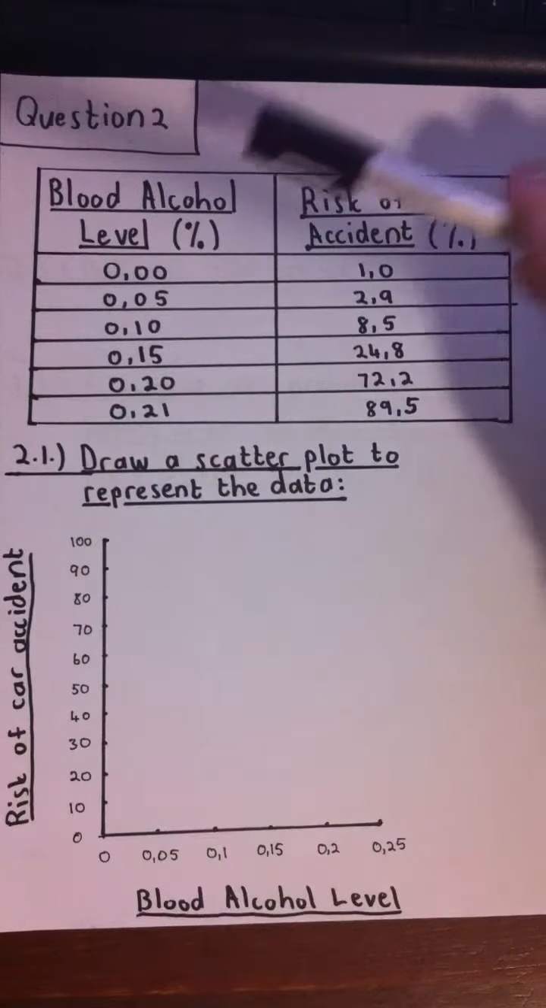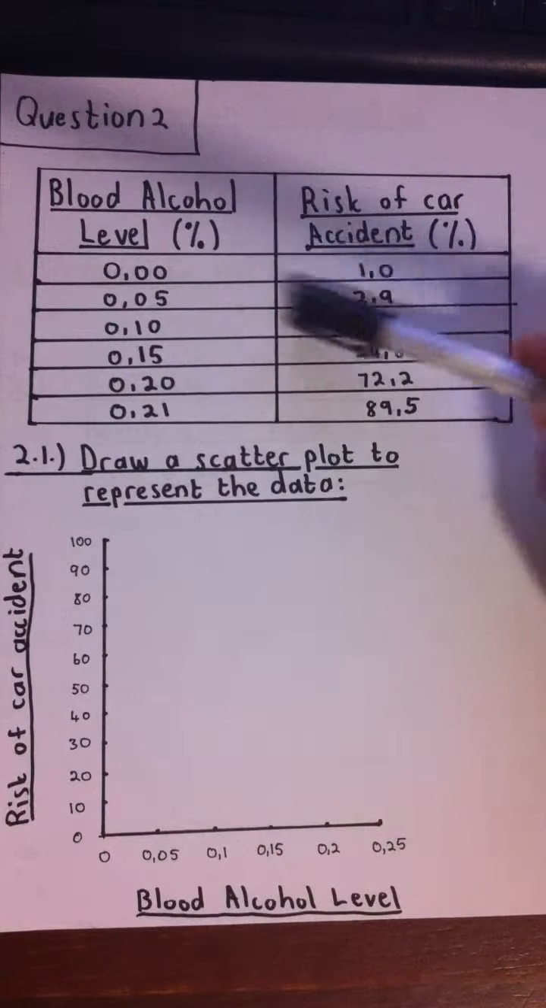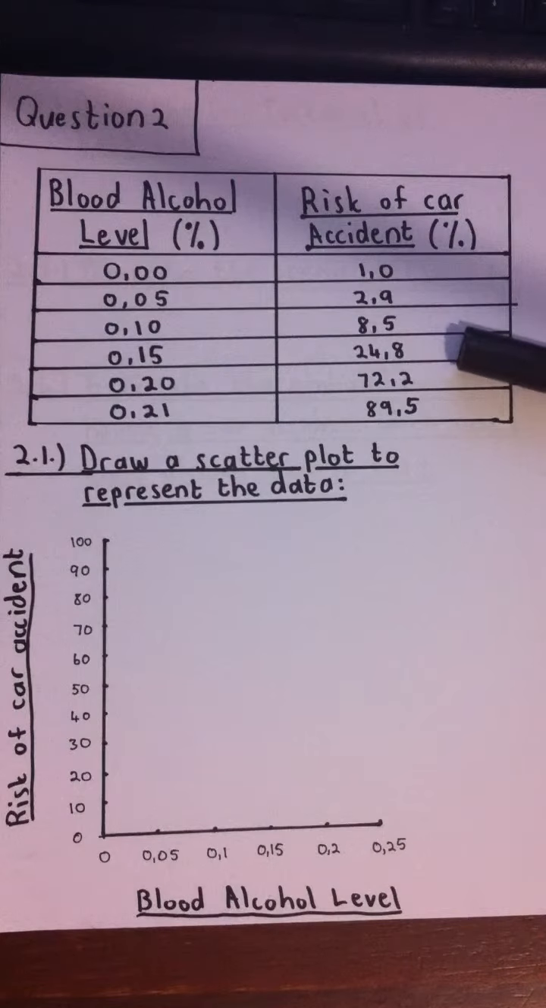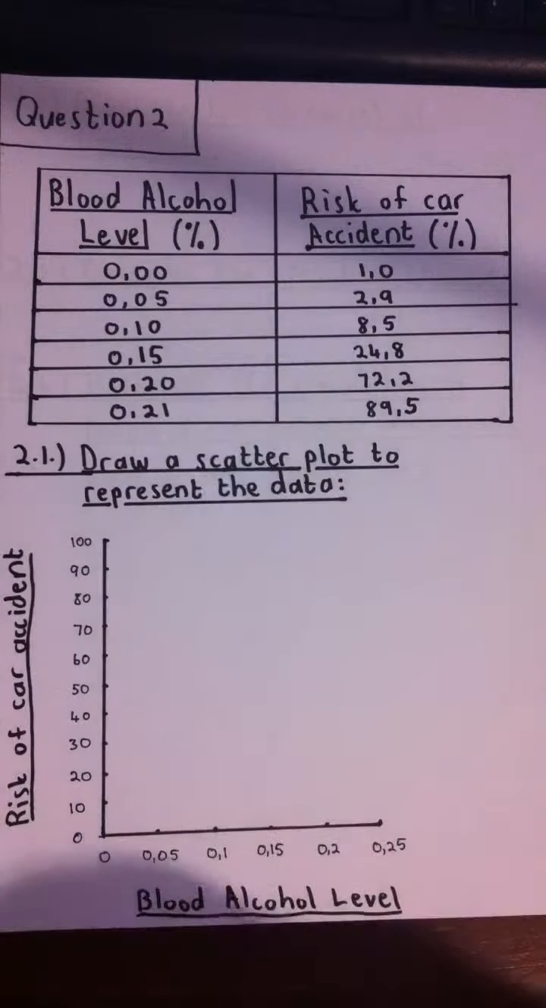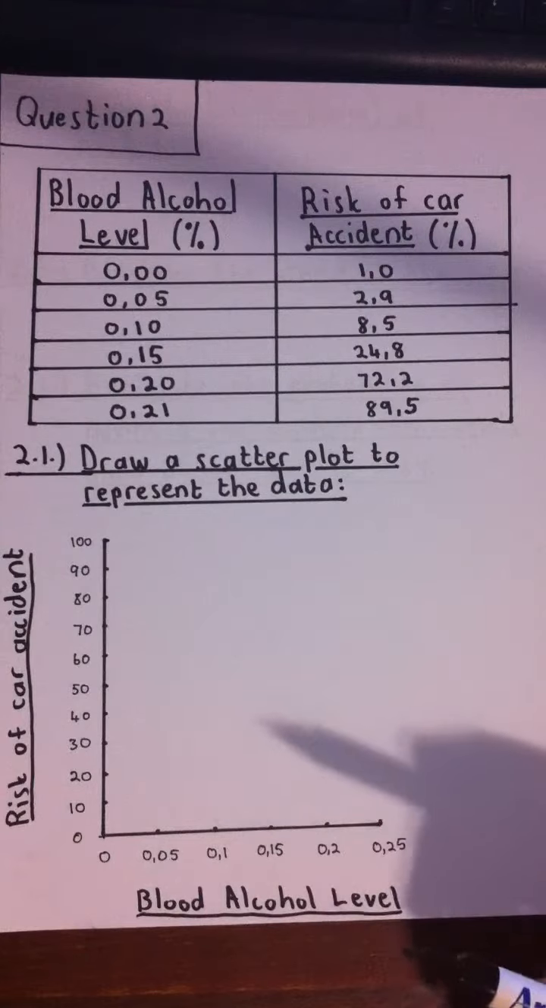So this is the second question in paper 2, and again that deals with data handling and statistics. We get given a table relating blood alcohol levels to the risk of having a car accident. And now in question 2.1 they ask us to draw a scatter plot to represent this data. You'll probably have graph paper to draw it on neatly.